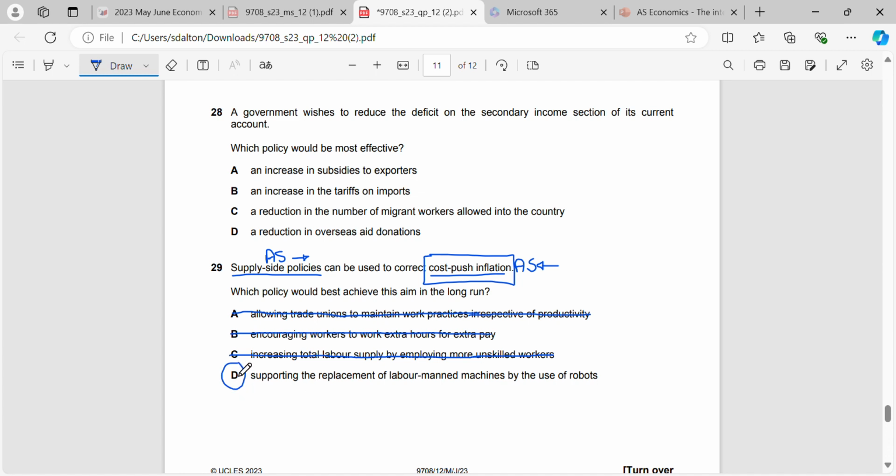Whereas if we support the replacement of labour-manned machines by the use of robots, what's the thing that we know from our capital-intensive and labour-intensive methods of production? We know that capital tends to be more productive than labour. So as we switch to more capital, our productivity, which is the key thing that we're looking for, because we're looking to increase our productive capacity, will increase. And in the long run, we can sustain that productive capacity increase due to that increase in productivity.